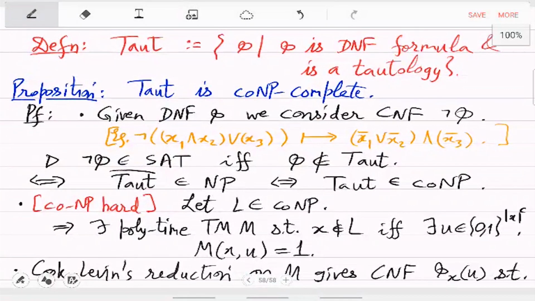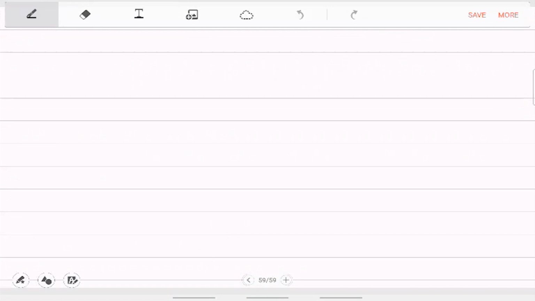Such that what happens? Such that x is not in L if and only if phi_{x,u} is satisfiable. Right. So no string, there will be a certificate u, an accepting path, such that M accepts x. So this formula will become 1 at u. Right. That is what we have from Cook-Levin, and which means what?